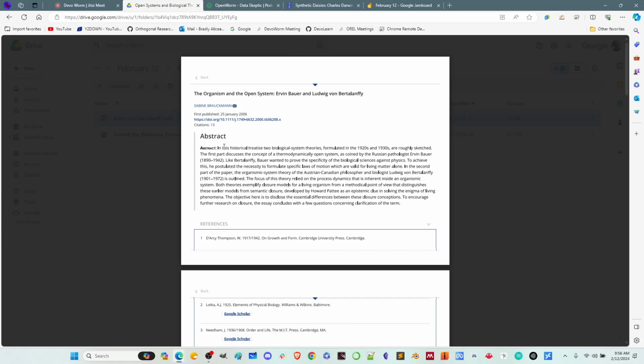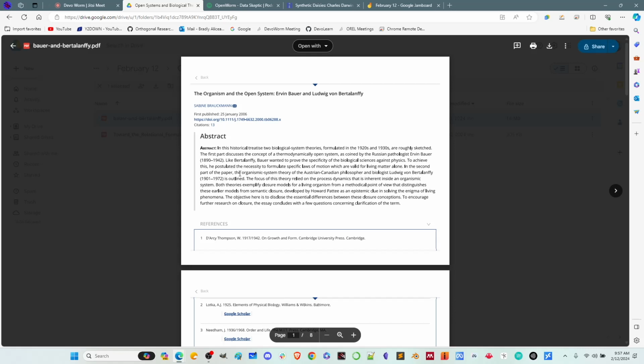So the abstract here is that in this historical treatise, two biological system theories formulated in the 1920s and 30s are roughly sketched. The first part discusses the concept of a thermodynamically open system, coined by the Russian pathologist Erwin Bauer. Like Bertalanffy, Bauer wanted to prove the specificity of the biological sciences against physics. They were separate from physics, and maybe they have their own rules. It's not that biology is non-physical, it's just that it's an extension of what we know from physics.